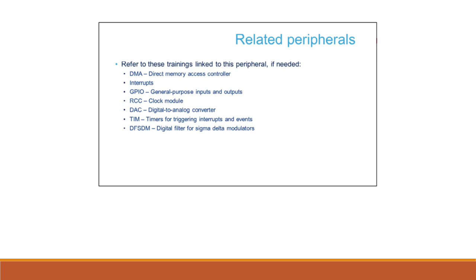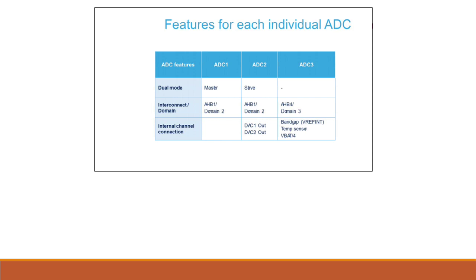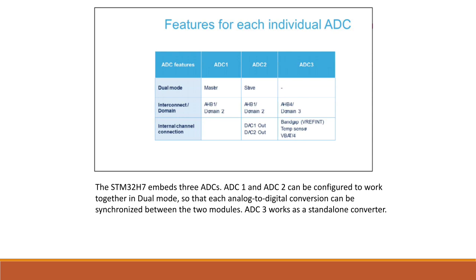Features for individual ADCs look like this: ADC1 master, ADC2 slave, AHB1, that is the interconnect domain, and internal channel. The STM32H7 embeds 3 ADCs. ADC1 and ADC2 can be configured to work together in a dual mode, so that each analog to digital conversion can be synchronized between two modules. ADC3 works as a standalone converter.